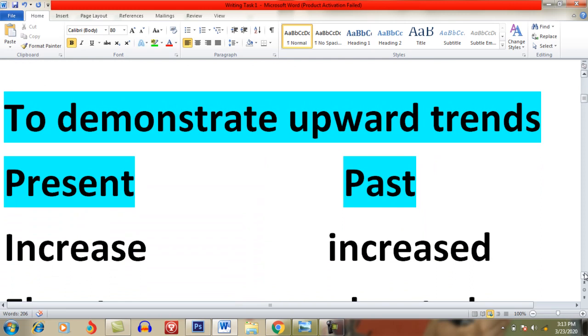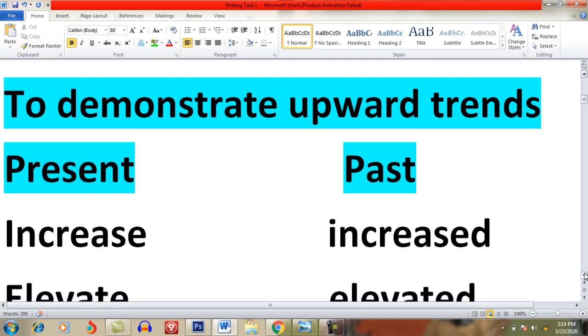First, we will discuss upward trends or increased trends. To demonstrate upward or increased trends, we have these words. It means these verbs you can use in present as well as in past tense. When you want to describe the chart in present tense, you can use the present form, and whenever you want to discuss the graph in past tense and a time period is given, then you have to use the second or third form. So you can also use that in past. For both I'll share these words. The first word which I'm going to share with you is increase. You can use increase in present, while you can use increased in past.